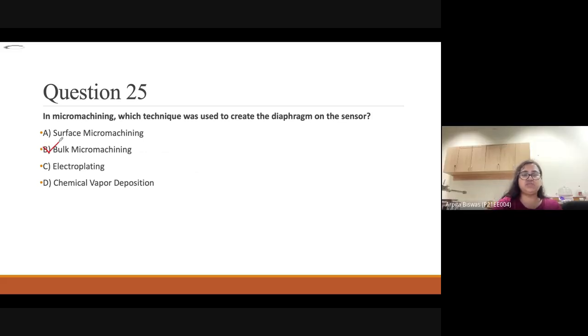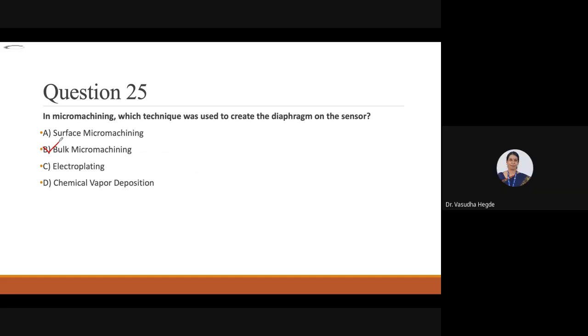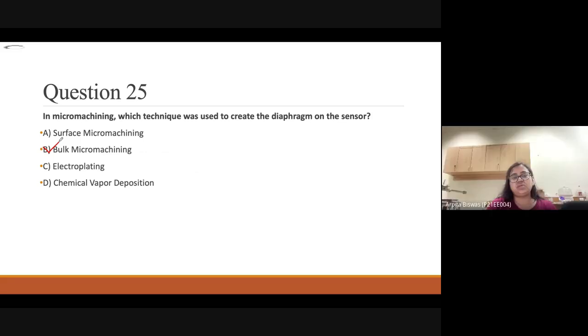So what about the chemical vapor deposition? Do you know about chemical vapor deposition? Chemical vapor deposition cannot create the diaphragm, or rather, it cannot make a structure that looks like a diaphragm. Deposition means we are depositing some layer, chemically reacting some material and depositing it. But when we go for the diaphragm type of structure, we go for the etching process, right? So we are using bulk micromachining.